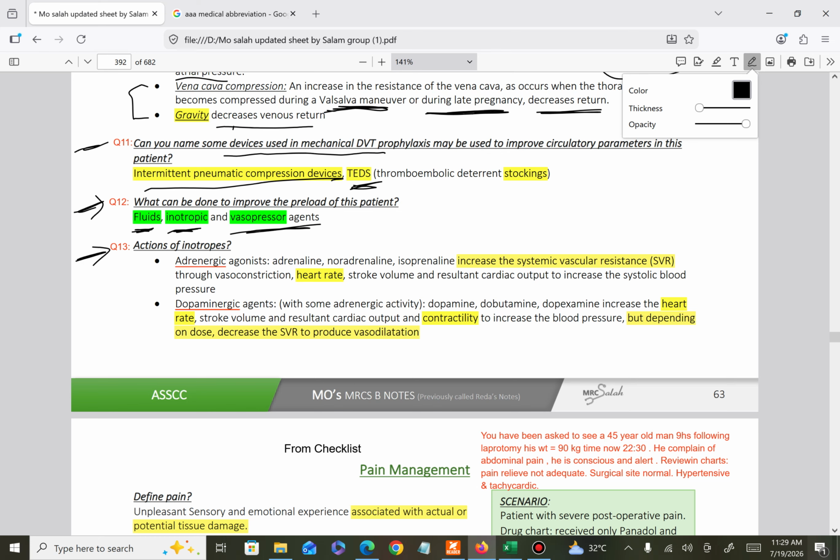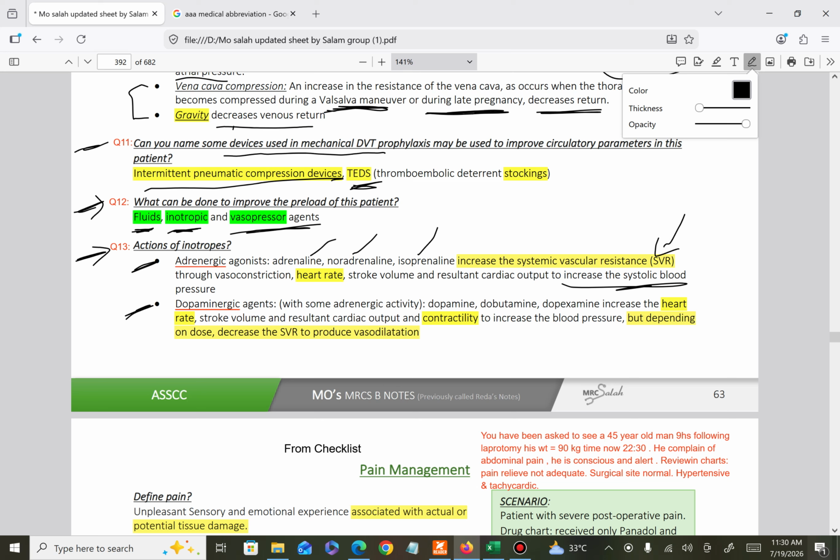So what are the actions of inotropes? Inotropes can be adrenergic or dopaminergic. Adrenergic agonists like adrenaline, noradrenaline, isoprenaline, these agents increase the systemic vascular resistance through vasoconstriction, and increase heart rate, stroke volume and resultant cardiac output to increase the systolic blood pressure.